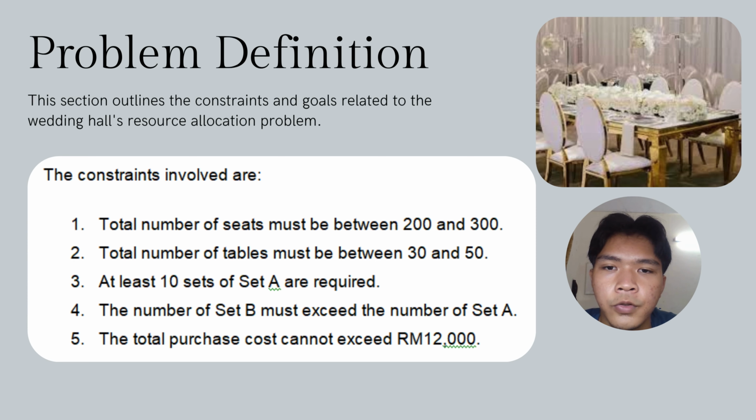Next, we move to the constraints and goals related to the wedding hall's resource allocation problem. So, we have five constraints involved here. First, total number of seats must be between 230 seats. Second, total number of tables must be between 30 and 50. Third, at least 10 sets of set A are required. Fourth, the number of set B must exceed the number of set A. Fifth, the total purchase cost cannot exceed RM12,000.